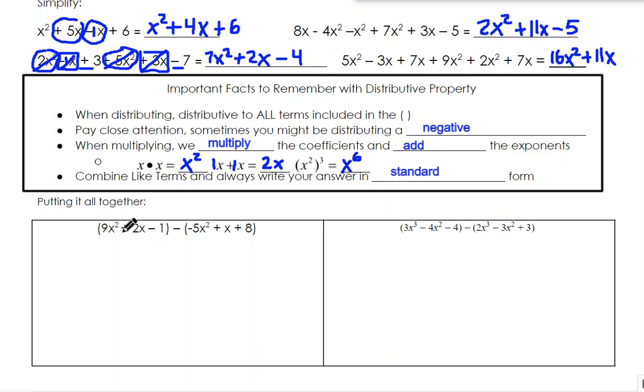All right, so I have this, and I see it says minus this. So I have to get rid of these parentheses. And the way I do that is I distribute, right? So this minus parentheses really means there's a negative 1 there. Remember, there's an invisible 1 in front. So really this is negative 1, and I got to distribute it to everything on the inside over here. So negative 1 times negative 5 would give me 5x squared. Negative 1 times a positive x would give me a negative x. Negative 1 times a positive 8 would give me a negative 8.